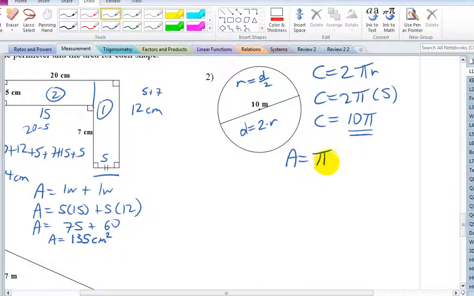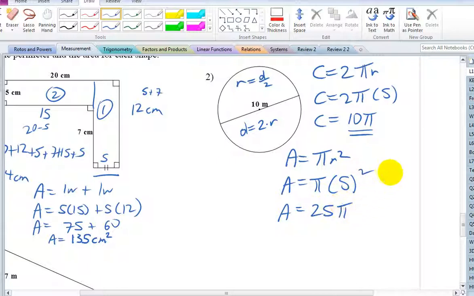Area, go for it. Pi r squared. Okay, so this would be pi times 5 squared, 25 times pi. This would be meters squared. This is simply meters. Okay. Don't need to go to the decimal, but if I did, what operation is it? Add, subtract? No, it's multiply. Okay, so it's like 25 times pi.